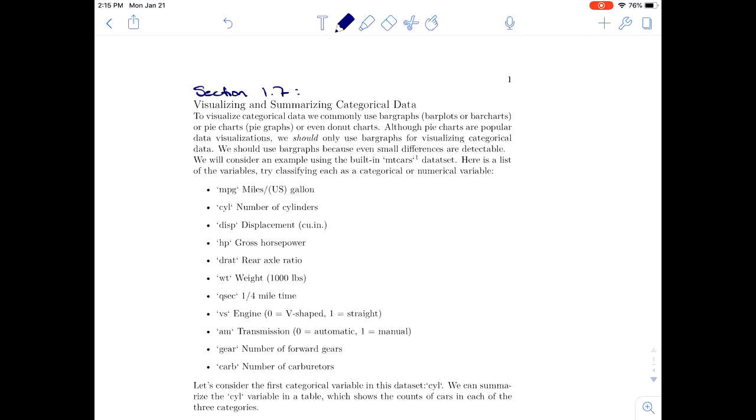Now, in section 1.7, we're just going to look at, okay, well, what do we do with categorical data? Generally, there's less stuff to do with categorical data. Remember, categorical data is just if you have a spreadsheet and one of the columns just has things from categories, right? So like hair color, right? There's a set number of categories that you would have to classify everyone as, right? Eye color, another set of categories, right?